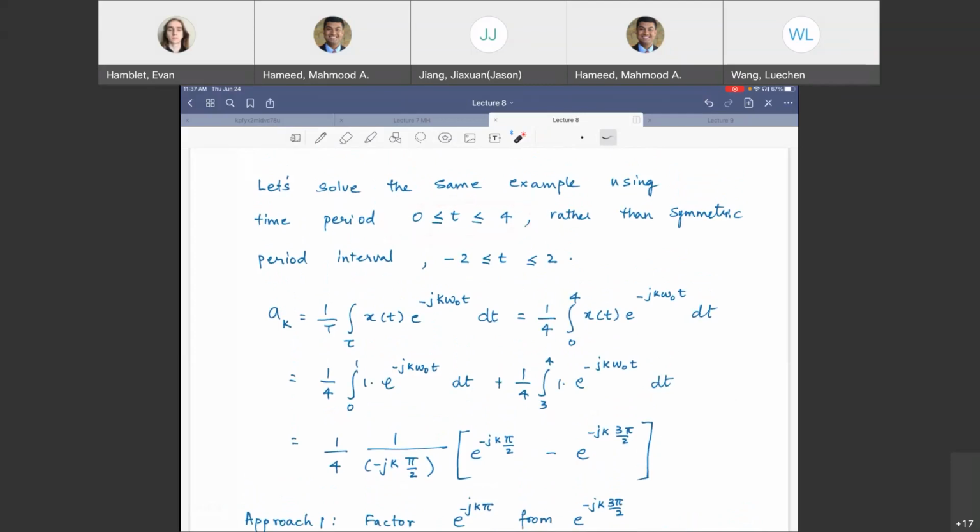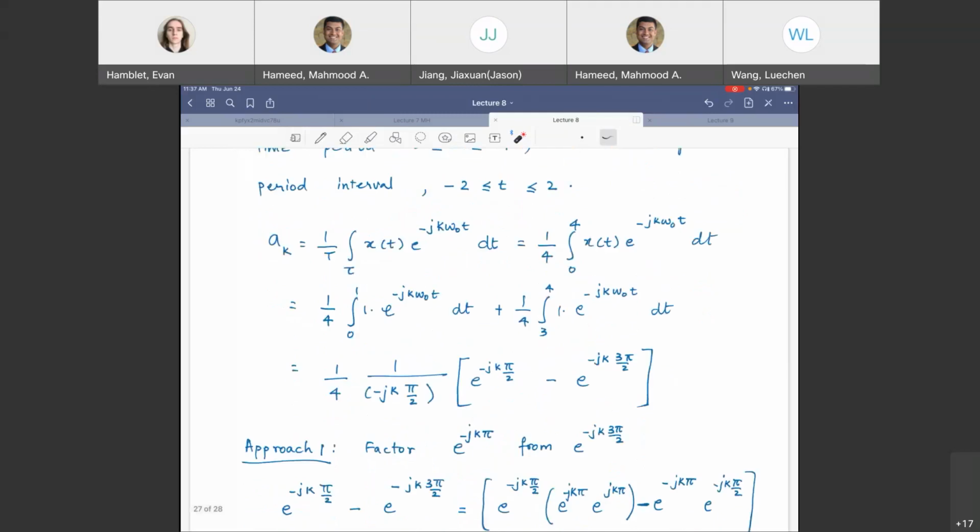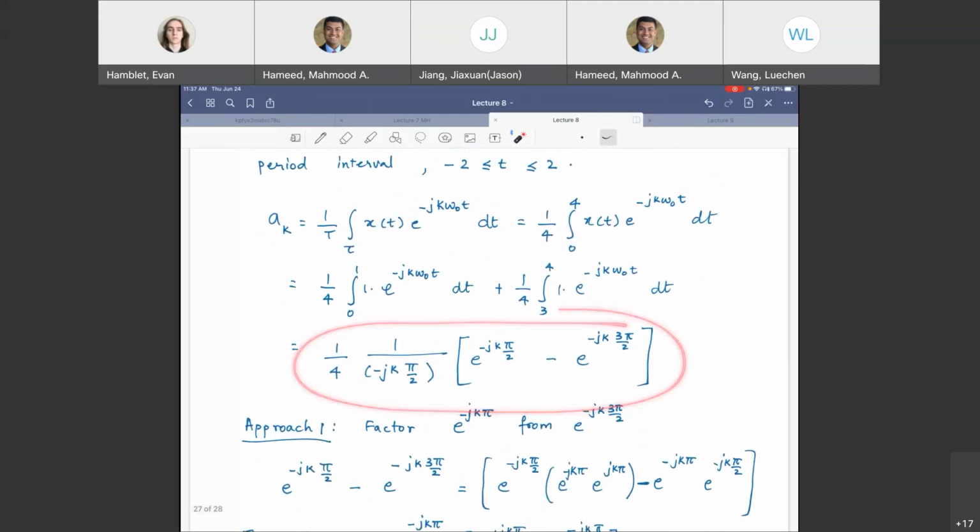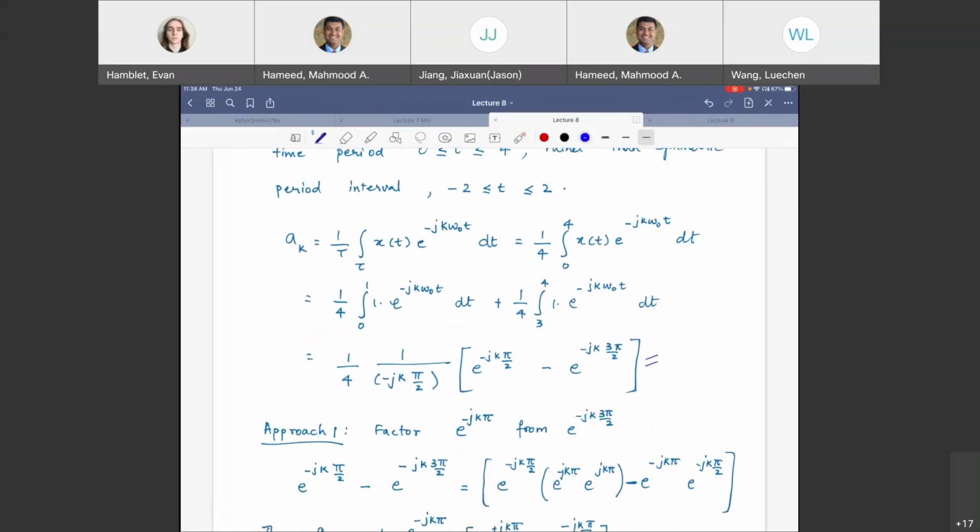You guys said it's going to be different. We talked about that earlier, right? We are going to get numerically the same answer. It's just going to be in a different form. You see what happens to this? If we choose 0 to 4 for our limits, t remains as is, but we are doing it from 0 to 4. Our answer simplified to be this. You see that? It's difficult to see that this equals half sinc of k pi over 2. It's a little bit difficult to get there, right?